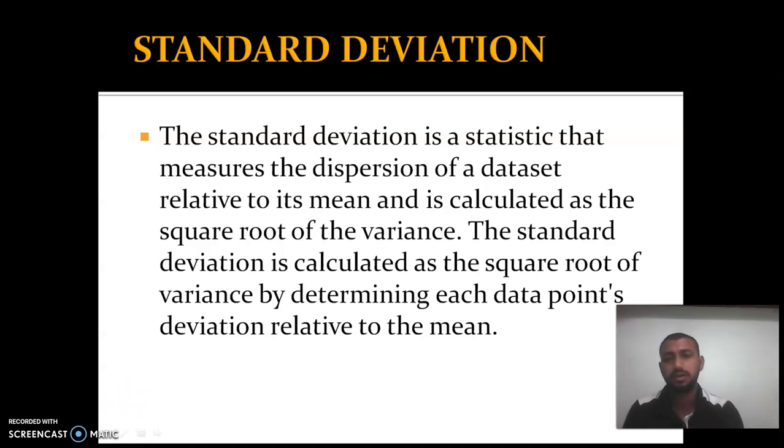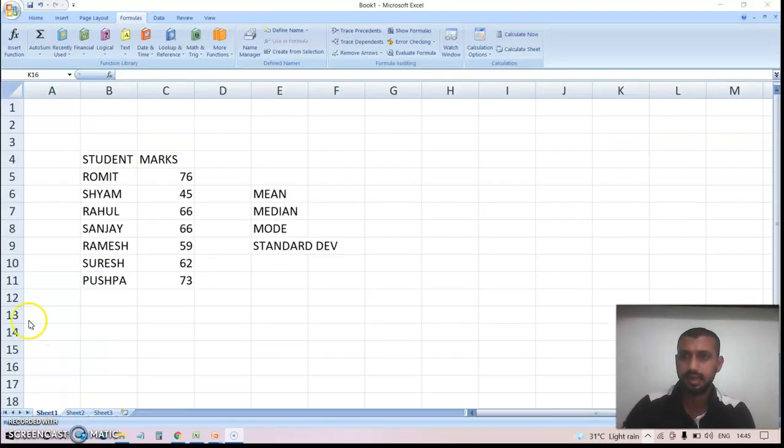Now friends, we're going to see all these operations in Excel. So guys, I have taken an example, but there are only 1, 2, 3, 4, 5, 6, and 7 students. These are the names of the students, and these are the marks obtained by them. Now we are going to talk about mean, median, mode, and standard deviation.